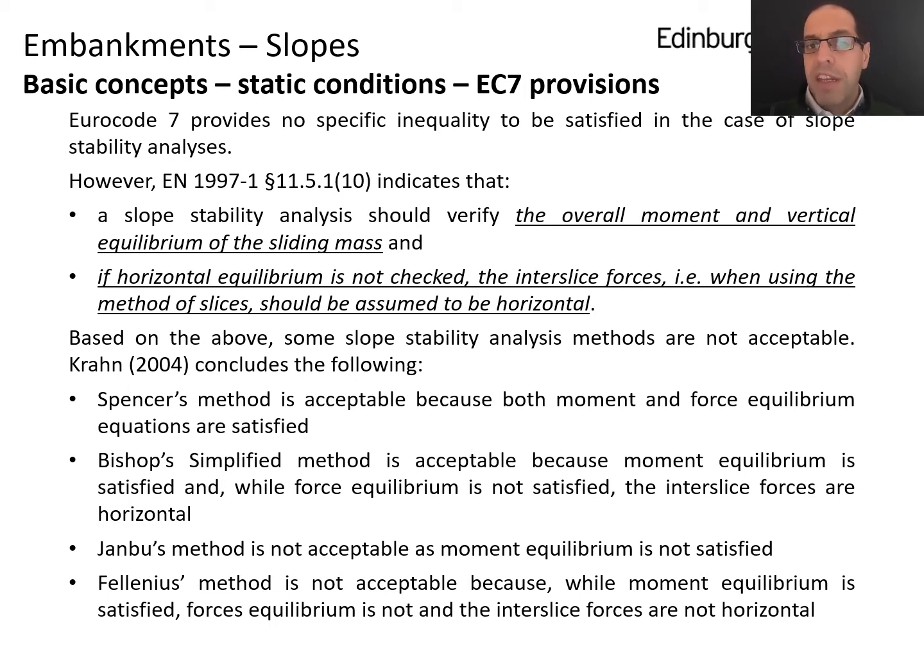However, there is a paragraph that indicates that a slope stability analysis should verify the overall moment and the vertical equilibrium of the sliding mass. And if horizontal equilibrium is not checked, the interslice forces when using the method of slices should be assumed to be horizontal. What does that mean in layman's terms, following from the introduction that I have just finished by telling you how those methods work?